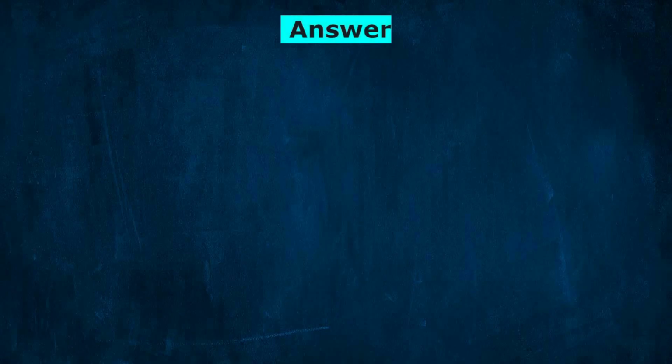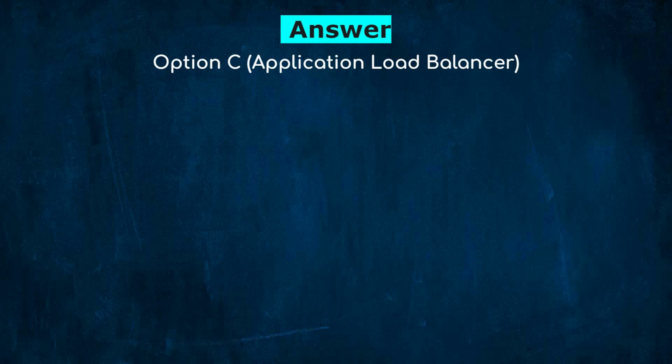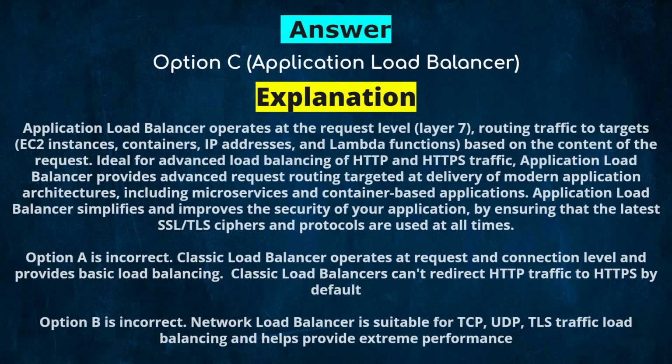And the correct answer is option C. Application load balancer. Explanation. Application load balancer operates at the request level, layer 7, routing traffic to targets, EC2 instances, containers, IP addresses, and Lambda functions based on the content of the request. Ideal for advanced load balancing of HTTP and HTTPS traffic.